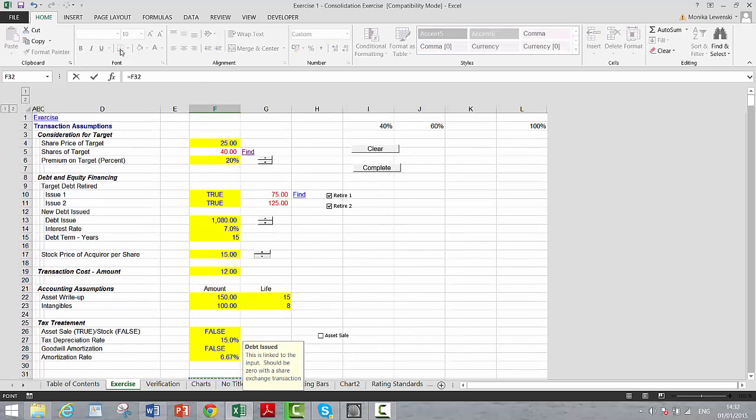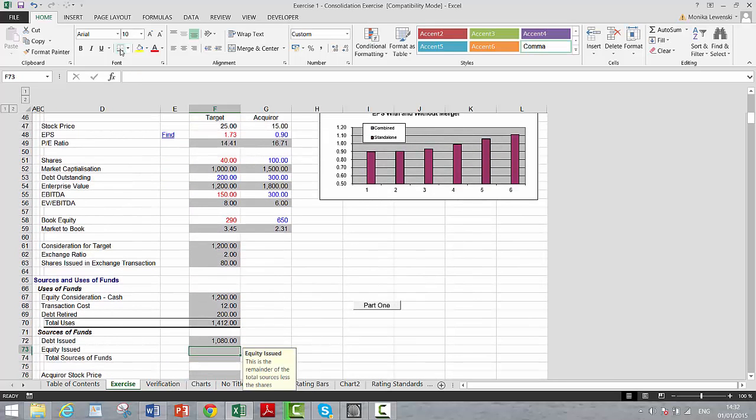Then we have the amount of debt we issue for the transaction, and the remainder is the amount of equity we issue. So that's our total sources of funds.